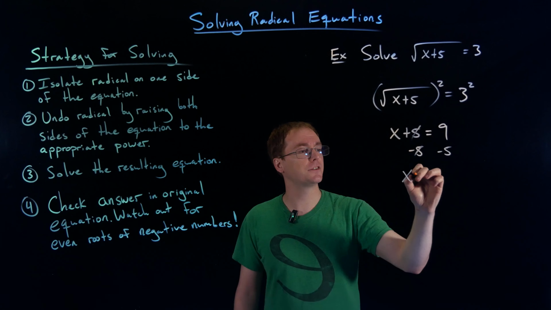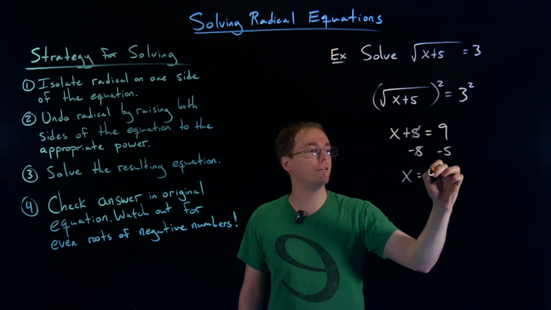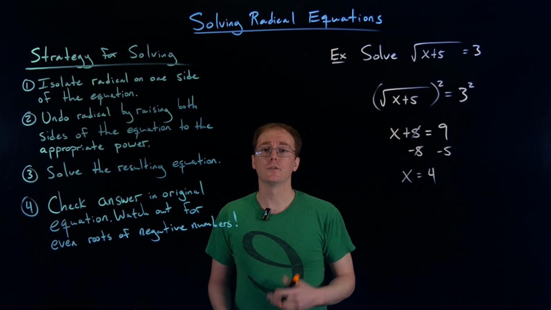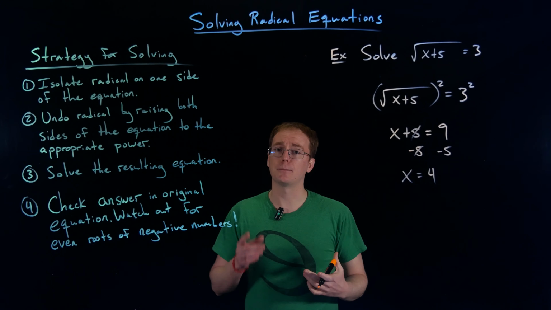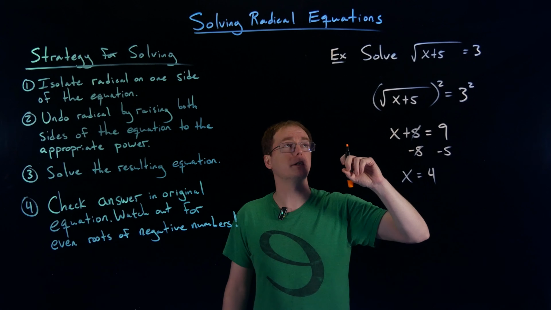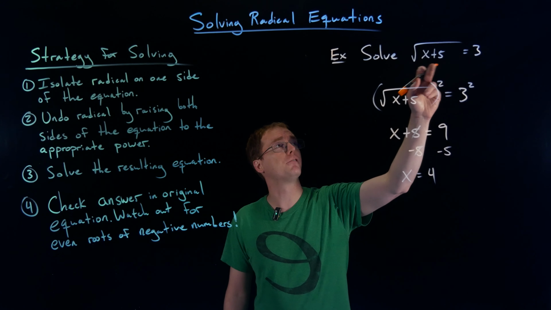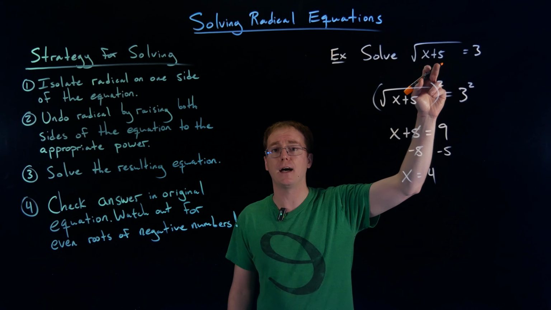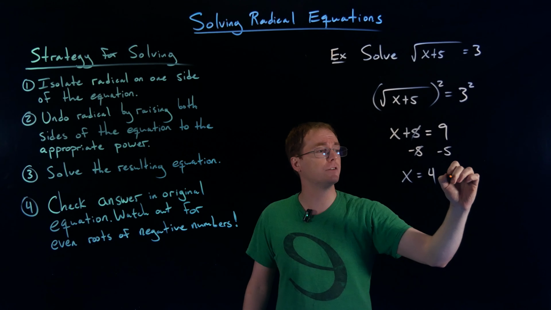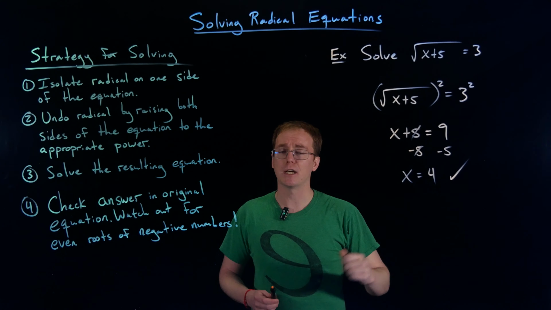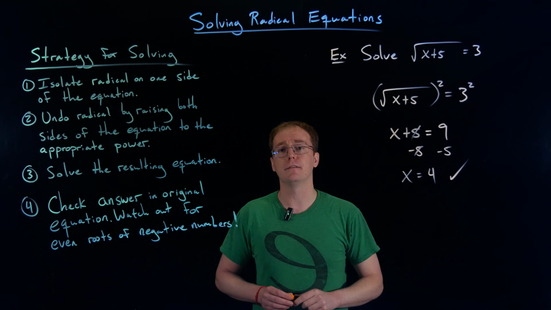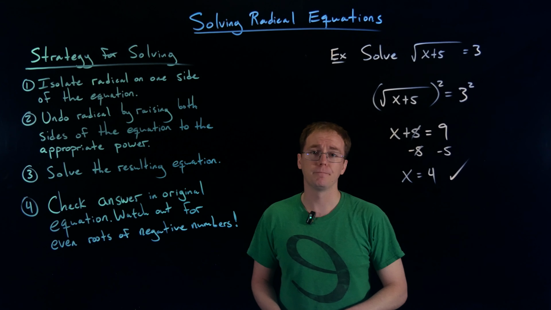And then we have x is equal to 9 minus 5, which is 4. So that is our answer, but we should check our answer really quickly. If we plug x equals 4 back into our original equation, we get the square root of 4 plus 5, or the square root of 9. And the square root of 9 is equal to positive 3. So we checked our answer, and it does solve the very original equation.